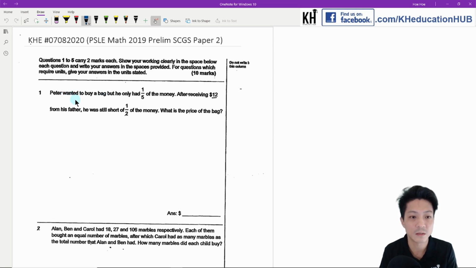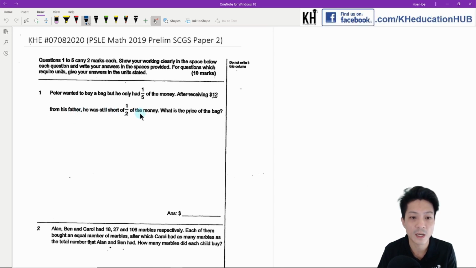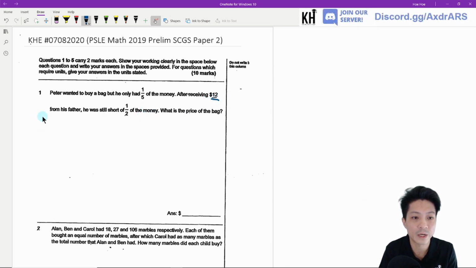Okay, question 1. Peter wanted to buy a bag, but he only had 1/5 of the money. After receiving $12 from his father, he was still short of half of the money. So what is the price of the bag? Okay, so the first step, we're gonna find this. $12 is what fraction of the price of the bag?